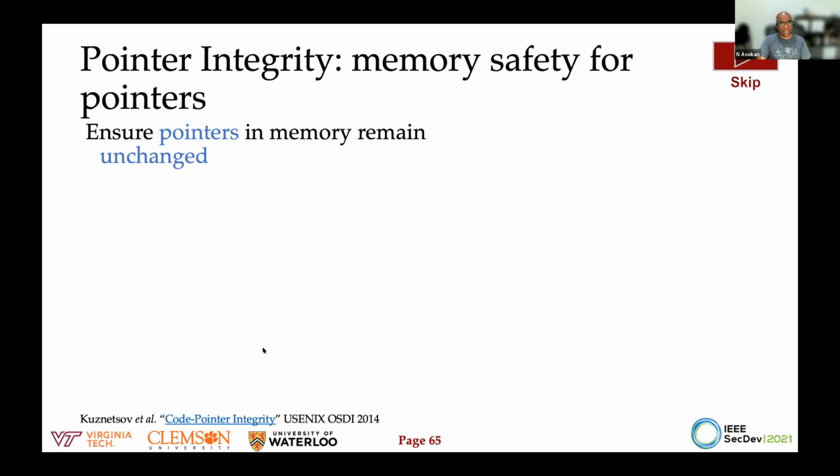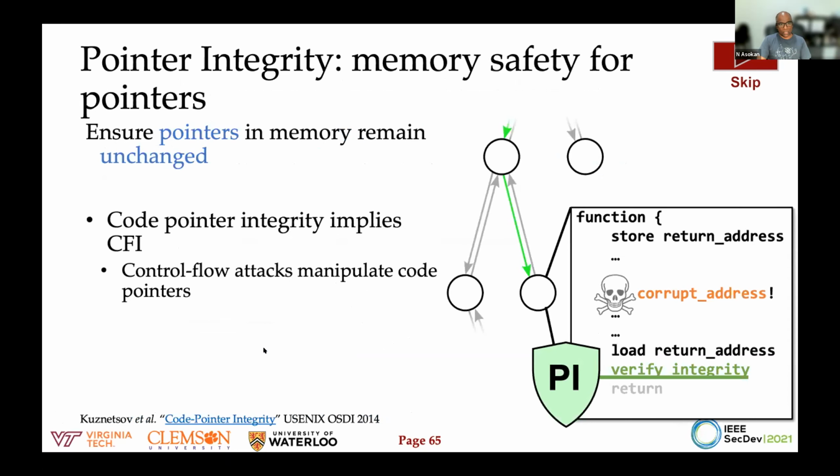I mentioned in the beginning that pointer integrity is memory safety for pointers, which is essentially ensuring that pointers, if they are changed in memory by the adversary, we can detect that. And you can see why this is useful. So consider a function like this. In ARM, if this is not a leaf function, then whenever this function is entered, the return address for this function is stored on the stack so that you can go off and call the other, nested functions. But this is where the attacker can now go and change the return address that's stored on the stack.